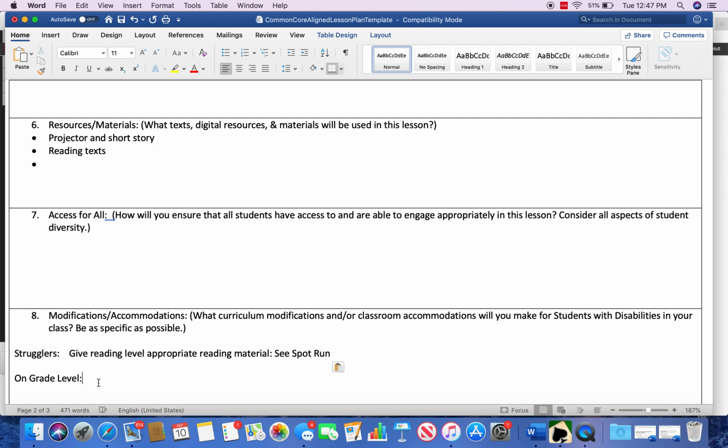So the on grade level students, maybe they're going to have on grade level reading material, and their reading material is from their reading lit book, the story of Paul Bunyan, and maybe you've made copies of that so they all have a handout. And that also helps because they can highlight and underline or circle those words and phrases you're having them look for.